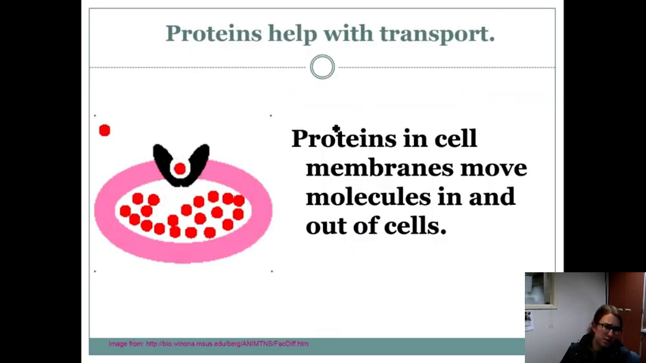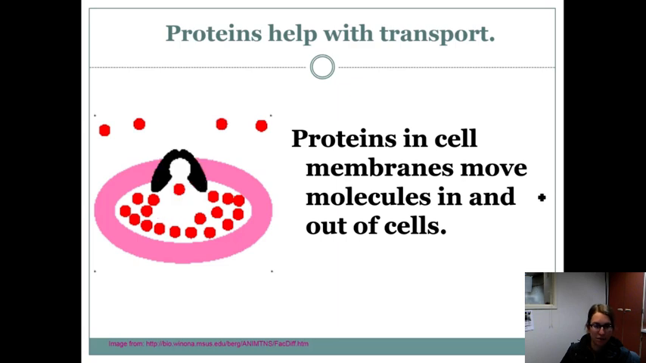There are proteins in your cell membrane that help things to move in and out. So this moving black thing right here is a protein that is acting a little bit like Pac-Man to let these molecules in and out of this cell.